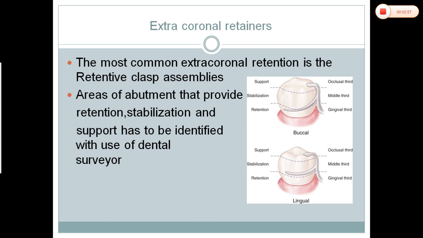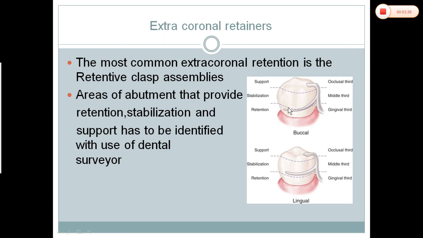If the clasp assembly components are placed on the occlusal third, they provide support. If they are positioned on the middle third of the tooth, they provide stabilization. If the component of the clasp assembly is placed on the gingival third of the abutment tooth, they provide retention. So, in direct retainers, retention is provided by the gingival third of the tooth.